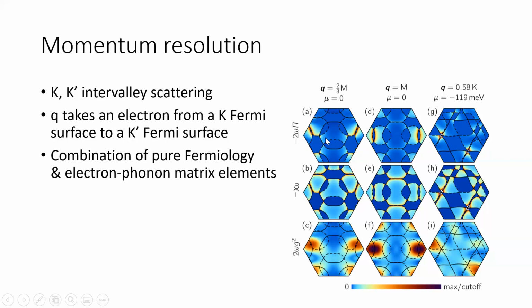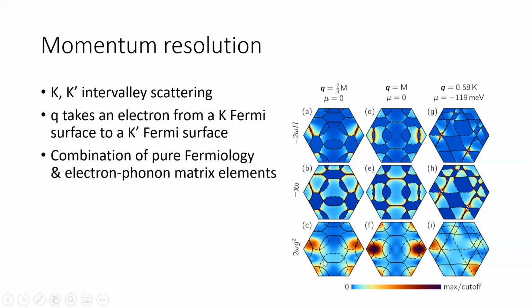And we can look at the two different parts that contribute. The first one is the purely electronic susceptibility. We see that it's indeed large whenever two Fermi surfaces meet. This is also what you expect. This means that the Q vector transfers an electron from one part of the Fermi surface to another part of the Fermi surface. But there is a lot more red here than in the picture at the top. So purely fermiology and Fermi surfaces is not enough to understand what's going on.